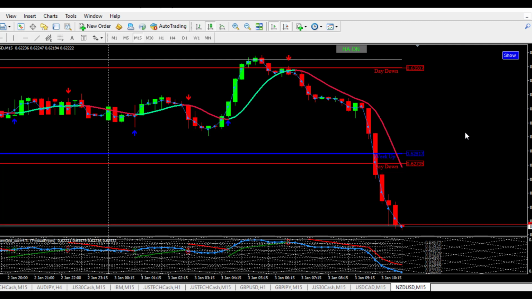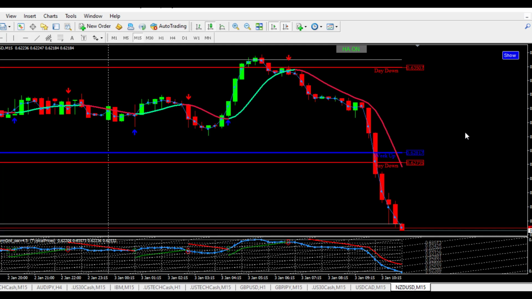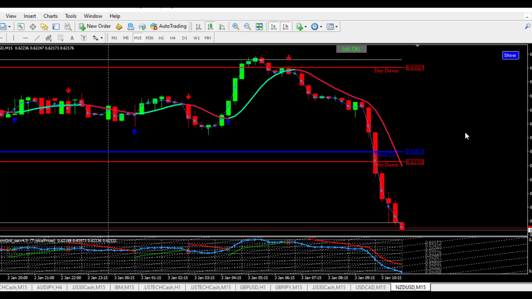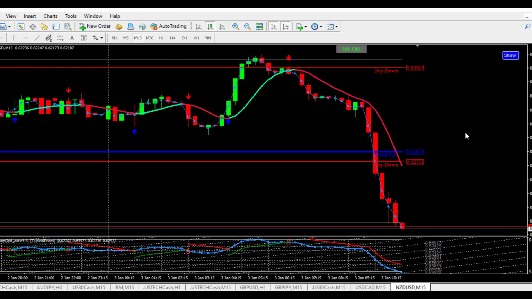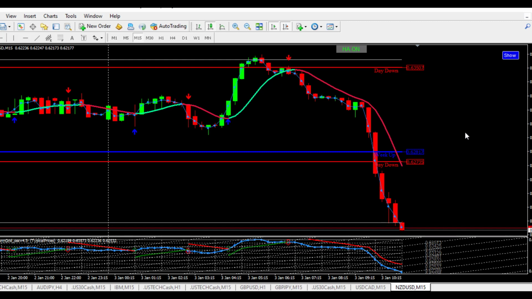So this year, let us start with this indicator. I've combined like 4 indicators together on the chart. And as you can see, we have a nice move going on here on NZD USD. I want to show you how to use this strategy and the settings for each indicator.